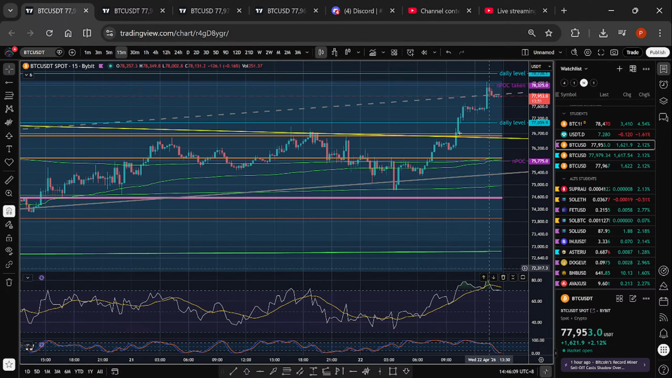There's no divergence here yet, so this could easily just go up to the next level now. Although it is a swing failure pattern of that other, it could also depend on the order flow, which we'll have a look at in a sec.